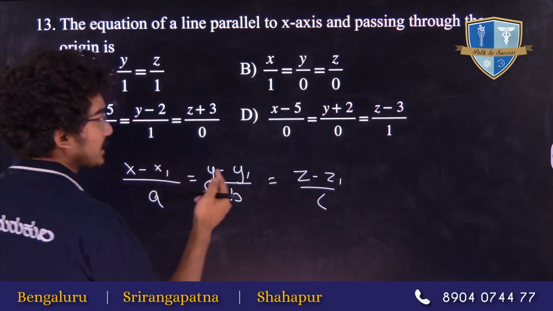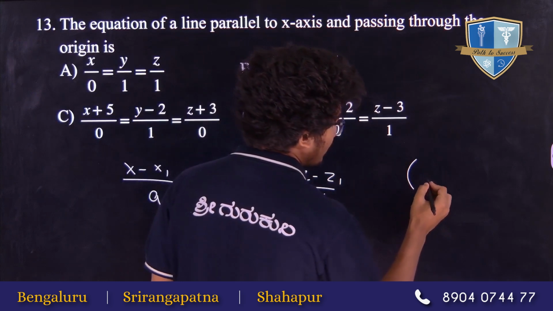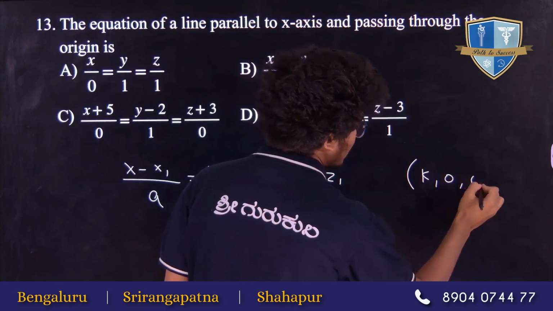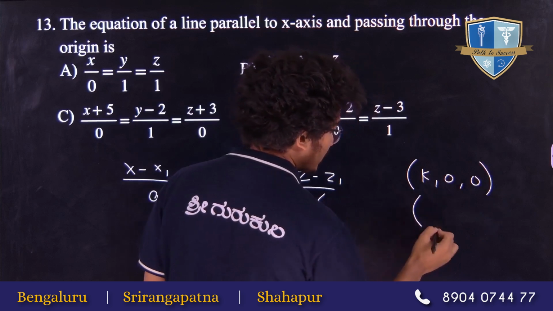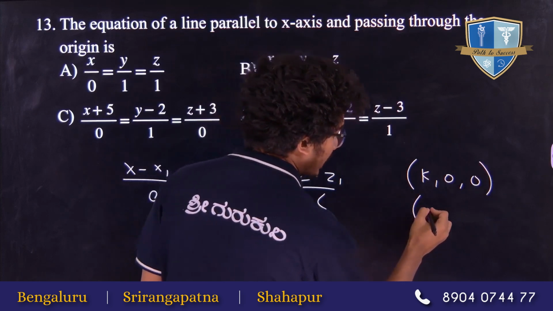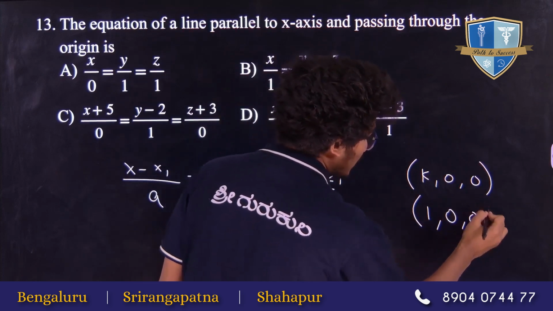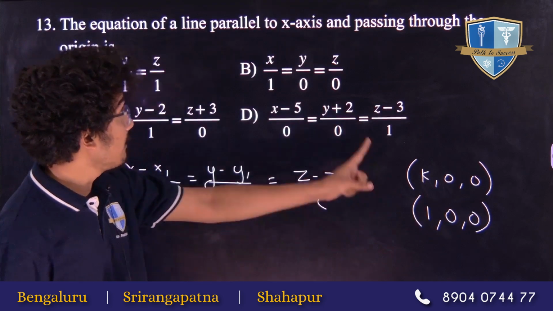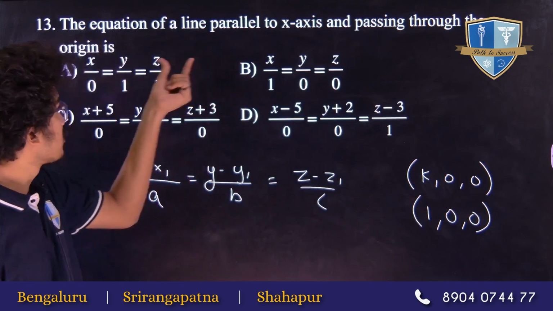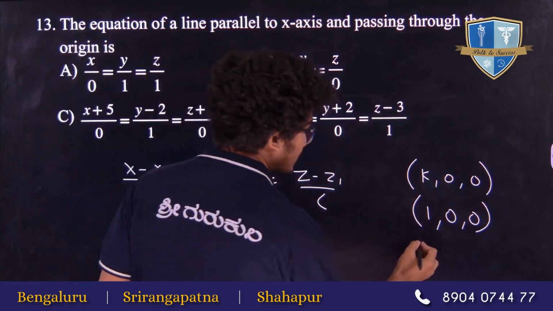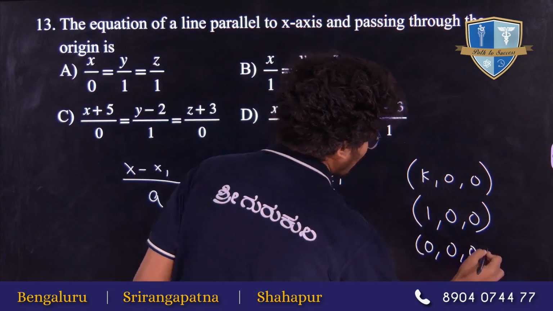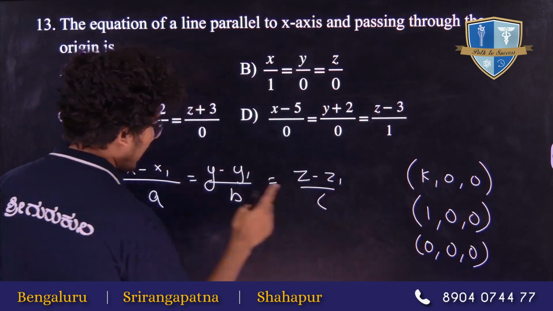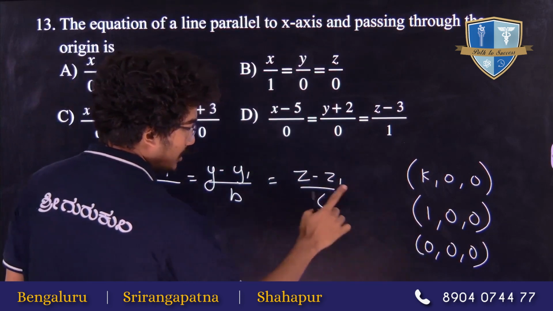So the direction ratio parallel to x-axis will be some random constant k, comma 0, comma 0, correct? Or in general, in unit vector form, we can write it as 1, 0, 0. These are the direction cosines parallel to x-axis, and the point given on the line is the origin. So the point is 0, 0, 0. So the equation of line will become x, and these are the points, right? So x1 is 0, y1 is 0, z1 is 0.